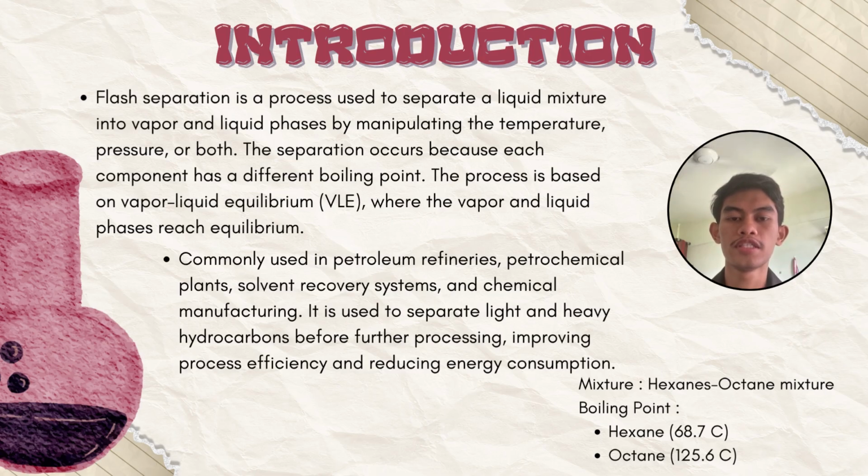So our assigned mixture is hexane and octane. Hexane has a boiling point of 68.7 degrees Celsius, while octane has a much higher boiling point of about 125.6 degrees Celsius. Since hexane is more volatile, it vaporizes more easily than octane during flash separation. As a result, hexane is mainly found in the vapor phase, while octane remains mostly in the liquid phase. This difference in volatility makes the hexane-octane mixture suitable for flash separation and for our vapor-liquid equilibrium calculations.